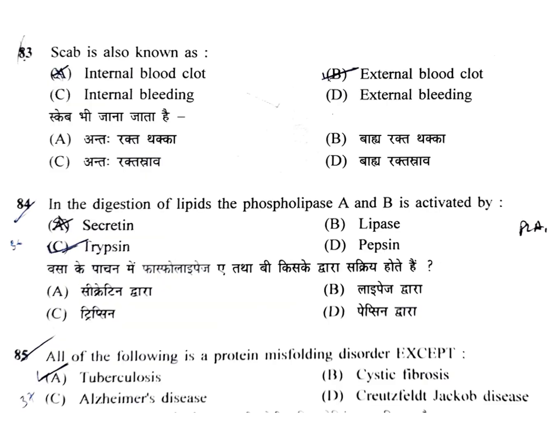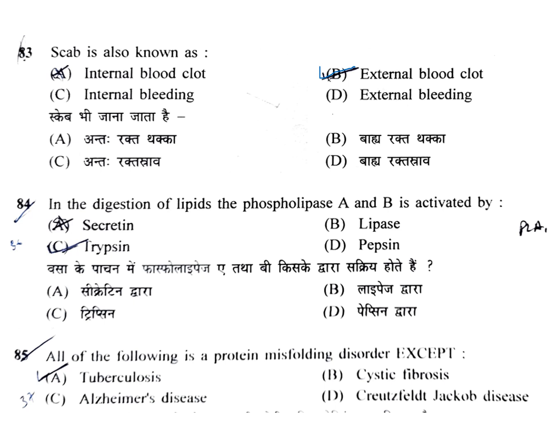Now the next question is, scab is also known as: internal blood clot, external blood clot, internal bleeding, or external bleeding. So scab is actually the external blood clot which forms when there is a cut. So the clot formed is known as the scab.